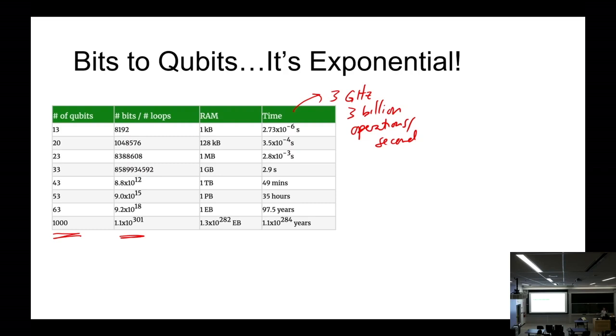It's a humongous number. And the amount of time it would have taken a classical computer to do that calculation is 10 to the 284 years. The age of our universe is like 13.5 billion years old, so this is much, much, much, much longer than that. So 1,000 qubits isn't even the end of what could be possible.